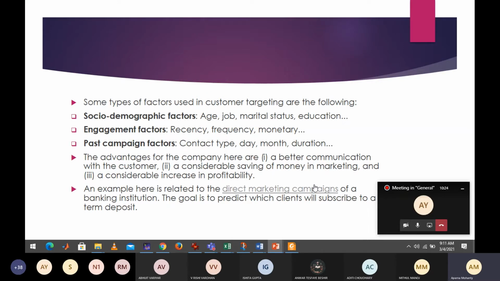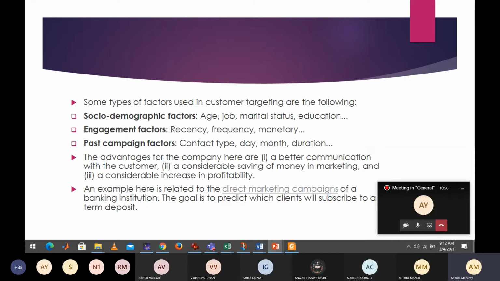These are the deciding factors, like socio-demographic factors. As I told you, as a Decathlon owner, you cannot send dumbbell promotions to some aged person. You need to send that to young people. So all these are decided by factors like socio-demographic factors, like the age of the person, job of the person, marital status. Then the engagement factors, like how engaged the person is to your showroom.